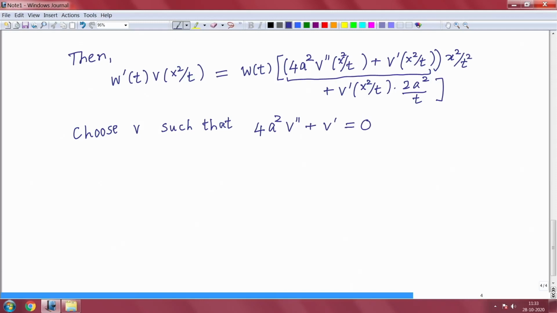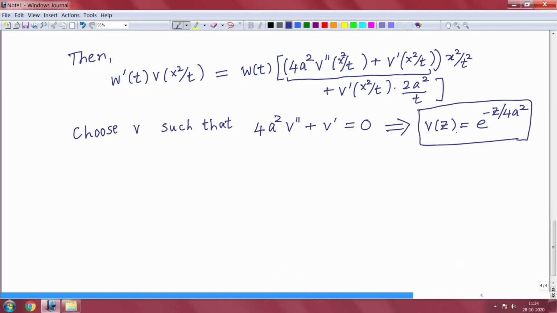And that immediately gives one solution. Though it is a second order equation for v, it is a first order equation for v prime. So you do two integrations and you get one particular solution. We take v of z equal to e to the minus z by 4a squared. Okay, that is one solution.